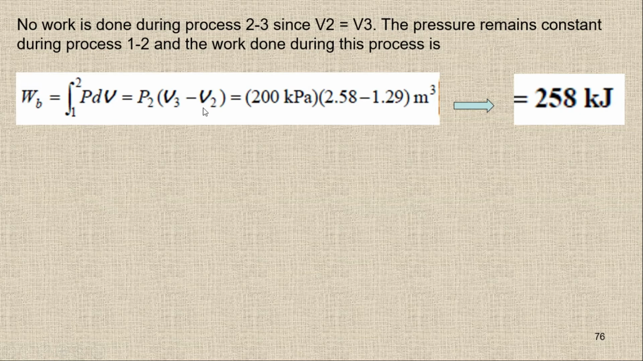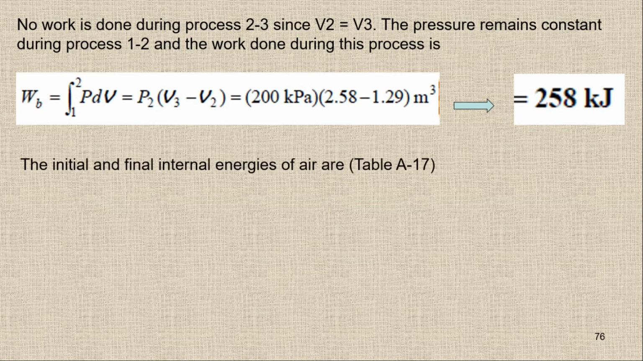Now we have the boundary work. We know the temperatures at point number 1, point number 2, and even point number 3. There's no need to find the temperature at point number 2, but we can find it if there is any need. Now, using the basic equation that we rearranged during the energy balance, we need the value of U2 and we need the values of U1 and U3.